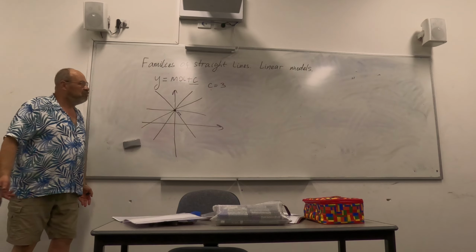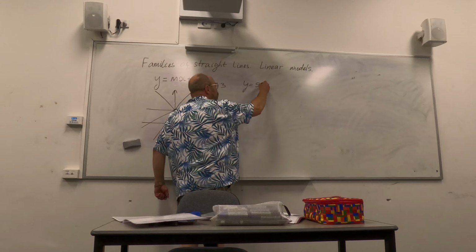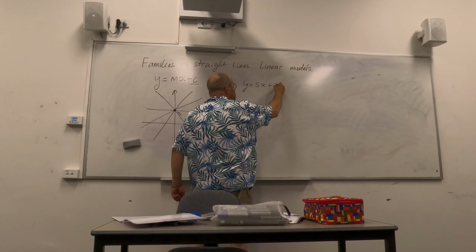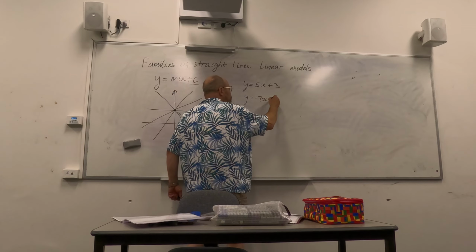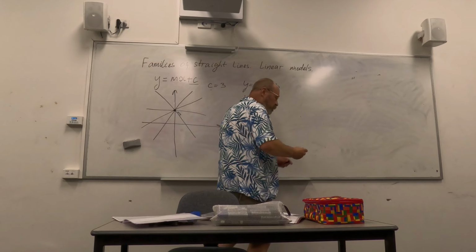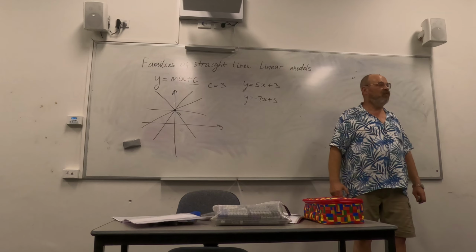So it will be y equals 5x plus 3, y equals minus 7x plus 3. Common between them is that they all have the same y-intercept.